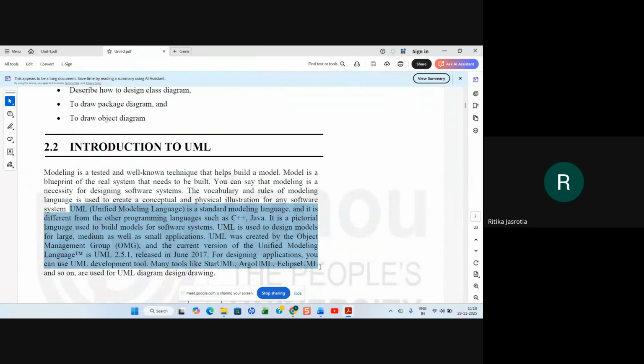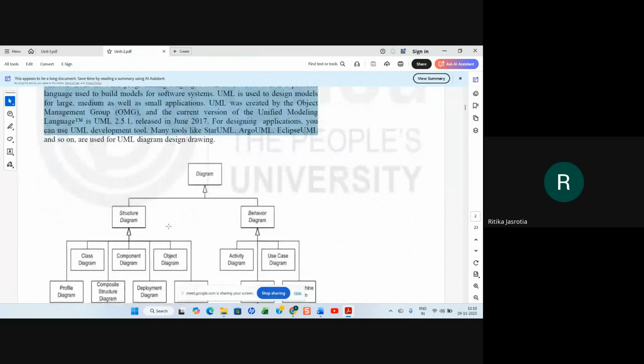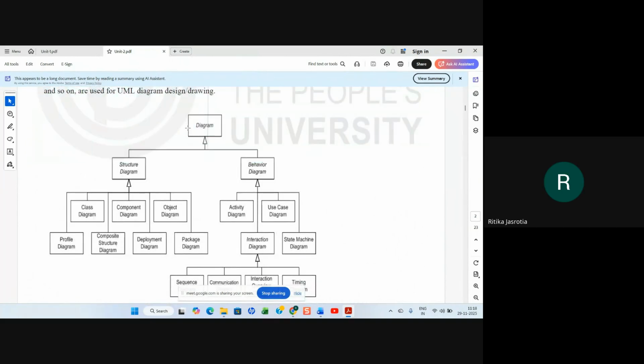For designing applications, you can use UML tools. Okay, that is there. So this is a hierarchy diagram. This is the hierarchy diagram. So here you will write UML diagrams, and there are two types of diagrams: structure diagram and behavioral diagram.